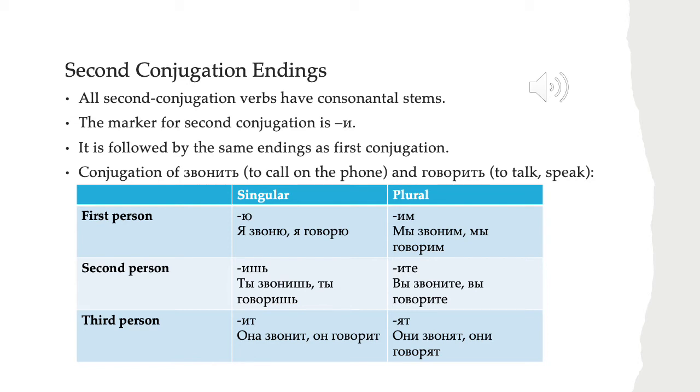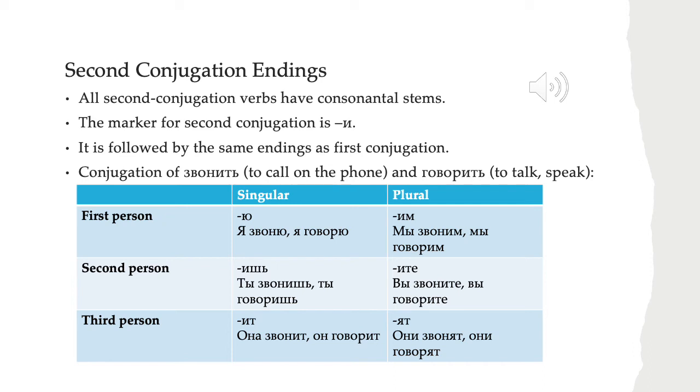And we do the same thing with the other persons. So we chop off not just the ть, but the vowel before it, and then we add our endings. So the ты form is going to be иш, ты звонишь, ты говоришь. The он, она form is ит, она звонит, он говорит. The мы form is им, мы звоним, мы говорим. The вы form has ите, вы звоните, вы говорите. And then the они form has ят.